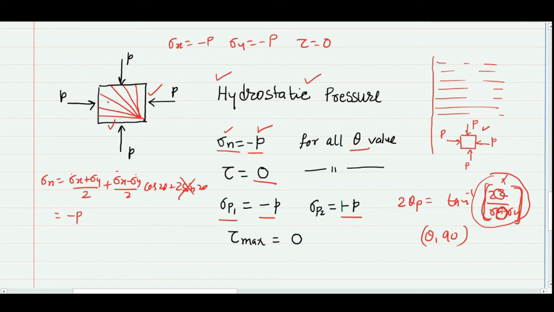Please remember, at all planes your normal stress will be the same. At all planes your normal stress or principal stress will be represented by minus p, and for all planes your shear stress will be 0. So this is a very special case, and different objective type questions come from hydrostatic loading. In case of Mohr circle, which we will study in our next class, we will see that for hydrostatic pressure your Mohr circle is represented by a point, and because of that all the stresses, whether normal stress or principal stress, will have the same value, equivalent to minus p.